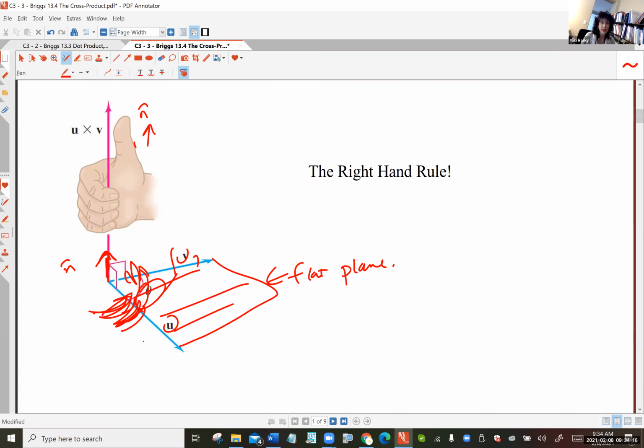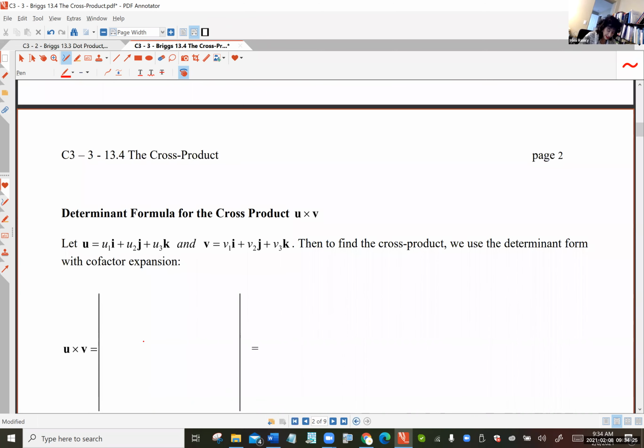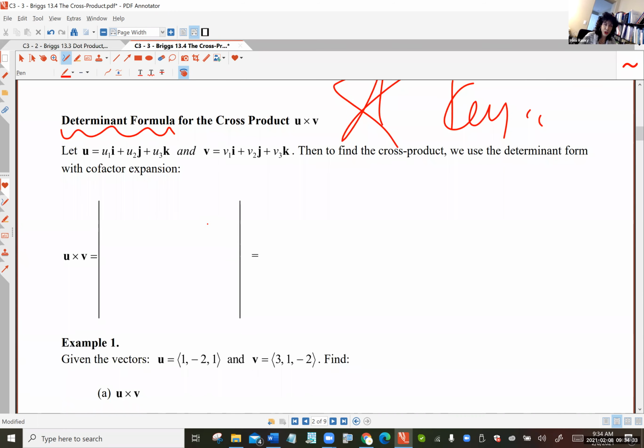Now, folks, you're not going to use this definition to get your cross product, truth be known. I never do. Well, how do you get your cross product? I'm going to tell you, and this is the key right here on the next page. You're going to use what's called the determinant formula for the cross product U cross V. What's a determinant? If you've already taken linear algebra, you know this to be true.